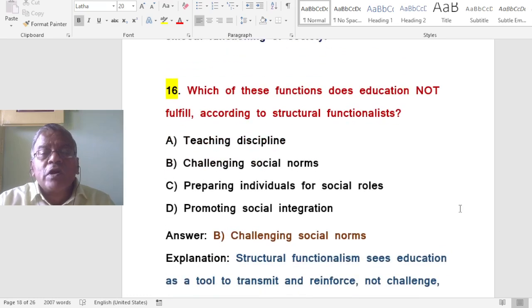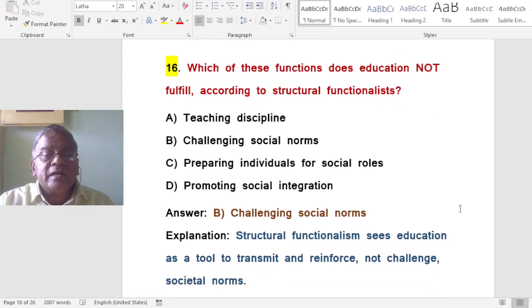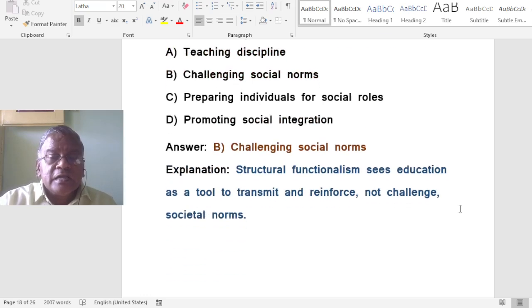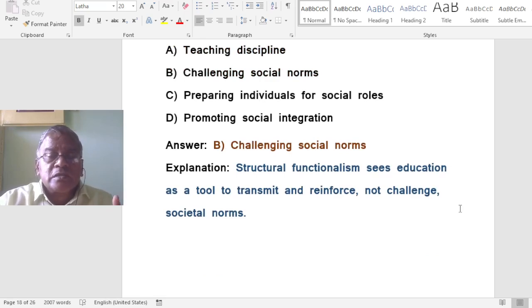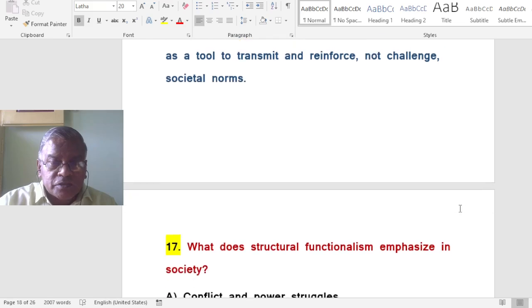Which of the following functions does education not fulfill according to structural functionalism? Teaching discipline, challenging social norms, preparing individuals for social roles, promoting social integration. Challenging social norms. Structural functionalism sees education as a tool to transmit and reinforce, not challenge, societal norms.